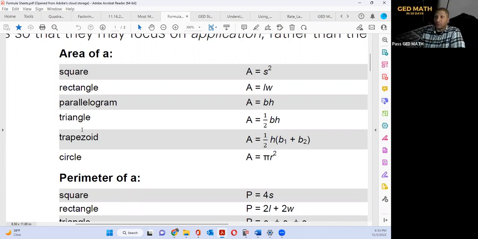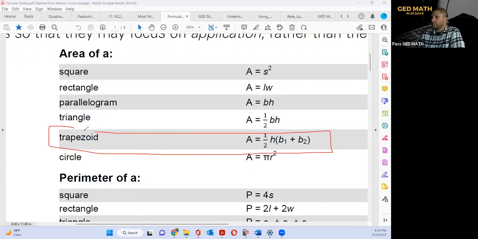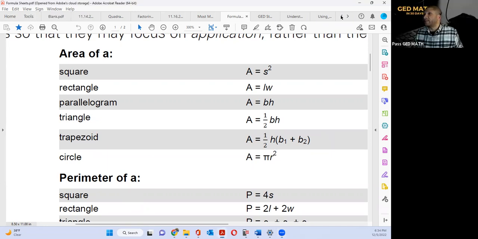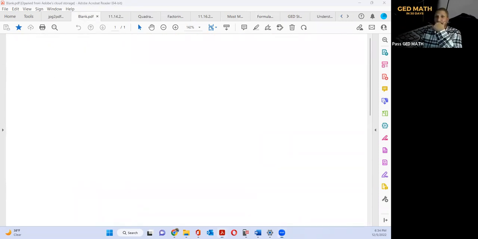So there's your trapezoid right there. There's the formula for a trapezoid right there. So find the area, but you got to know what a trapezoid looks like. So now I'm going to show you what a trapezoid looks like. Let me get to my blank page. And I'm just drawing this freehand, so I got to apologize because I'm not an artist at all, but let me see if I can make one. Right there, I'll freestyle it right there.